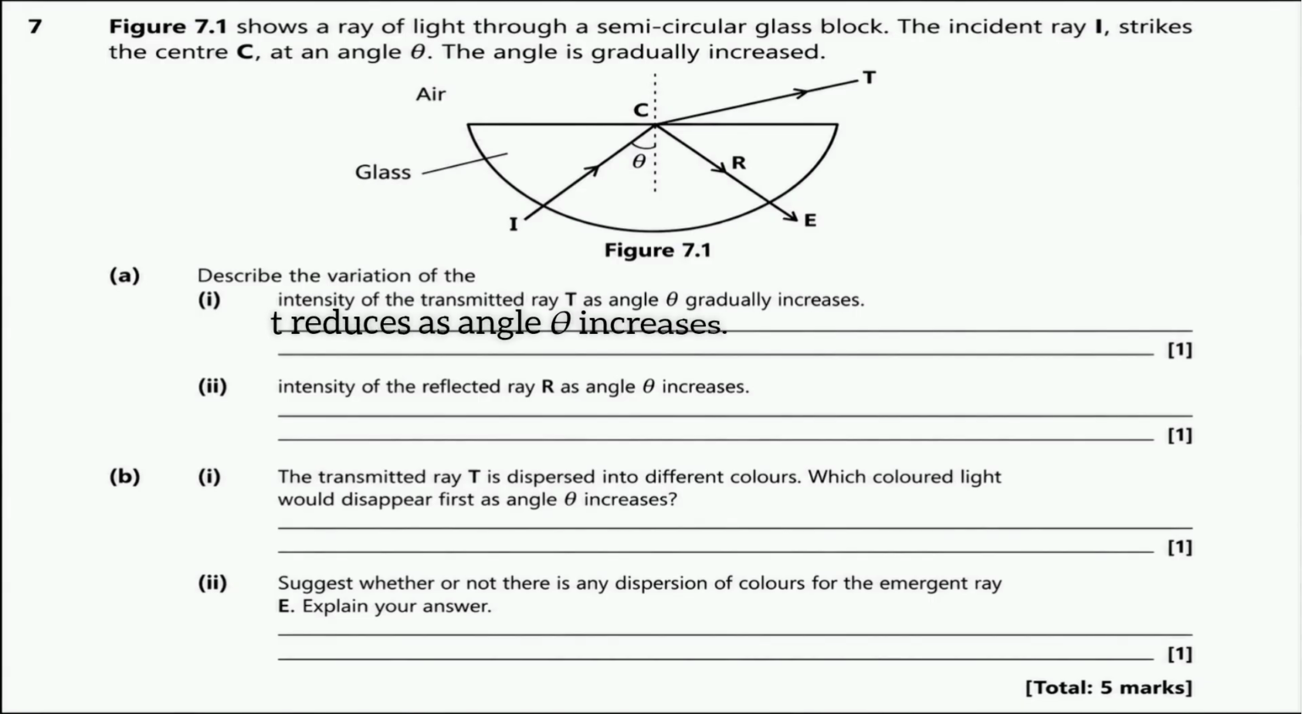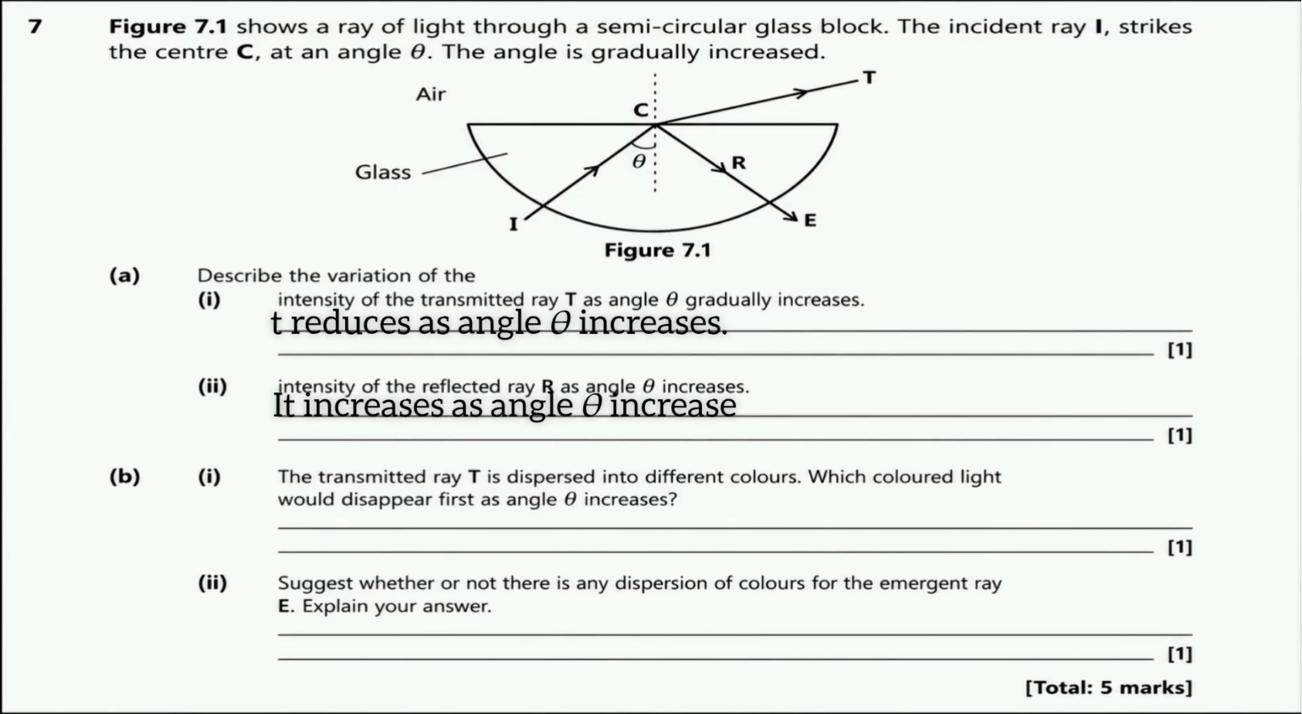The answer there is that the intensity of the transmitted ray T decreases as the angle increases. Then moving on to question A2, which asks for the variation of the intensity of the reflected ray R as angle theta increases. The answer there is that the intensity of the reflected ray R increases as angle theta increases.